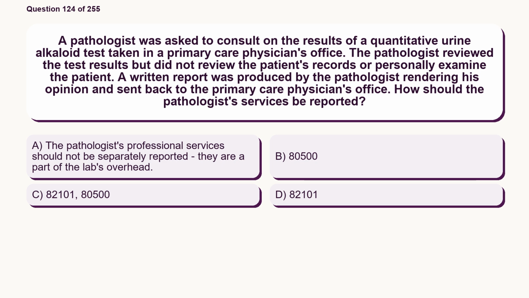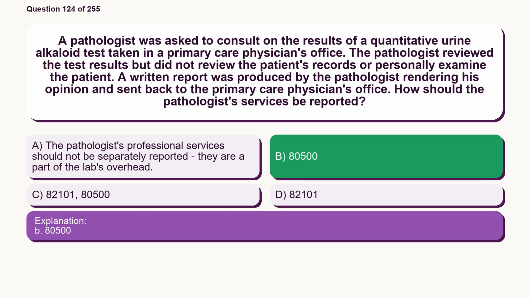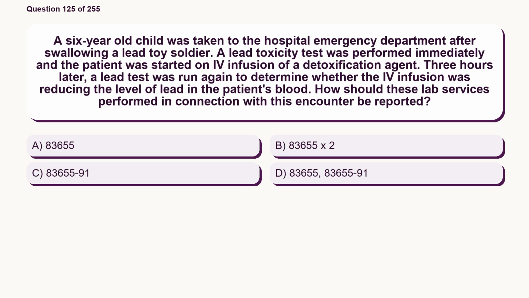Option A. The pathologist's professional services should not be separately reported, they are a part of the lab's overhead. Option B, 80500. Option C, 82101, 80500. Option D, 82101. The correct answer is option B, 80500.